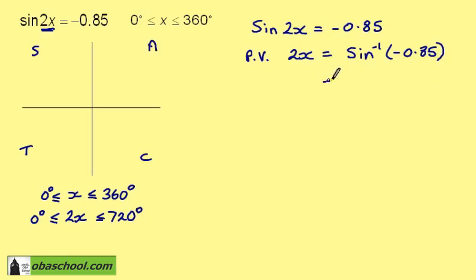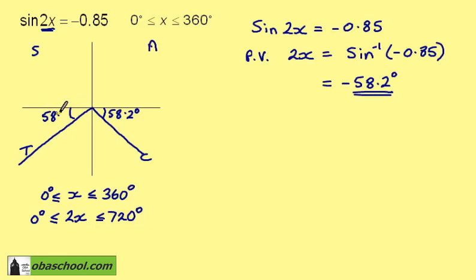And this gives us -58.2 degrees. Minus 58.2 degrees will be here, and since we're dealing with a sine and it's negative, the other one must be in the T quadrant. Remember, sine is positive in the A and S quadrants. 58.2 degrees below the horizontal line.